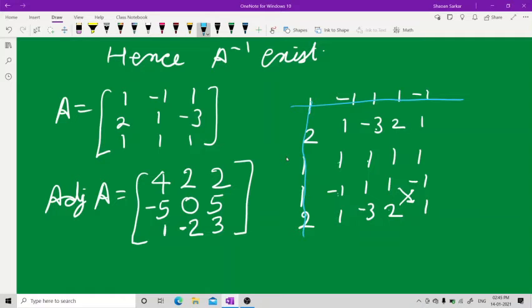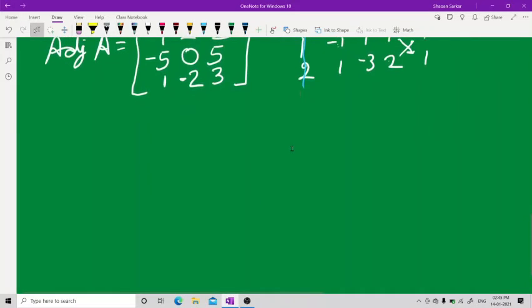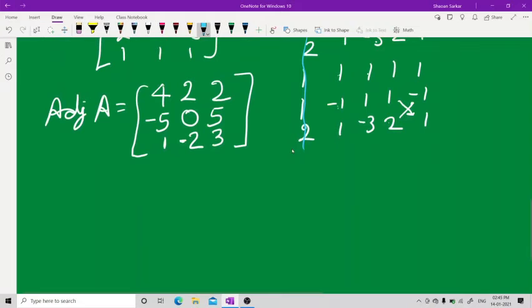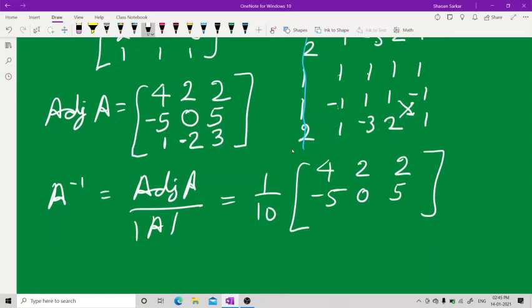Now let's come to A inverse. Let's find A inverse. We already have adjoint A. Let's write A inverse. The formula is adjoint A by determinant A. Determinant was 10. So 1 by 10, write down this matrix: 4, 2, 2, minus 5, 0, 5, 1, minus 2, 3.